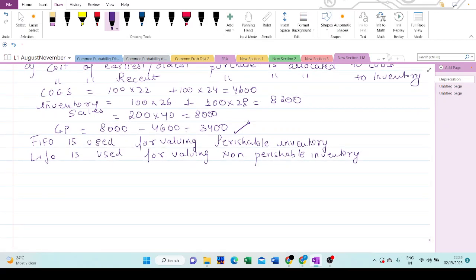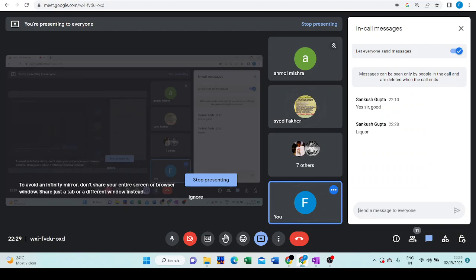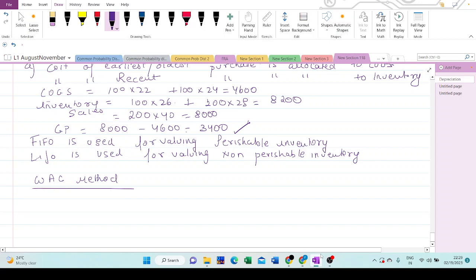Okay, now last is weighted average cost method. Okay, so in the weighted average, hello, Syed, mute yourself. So in the weighted average cost method, we first calculate the total cost of goods available for sale.